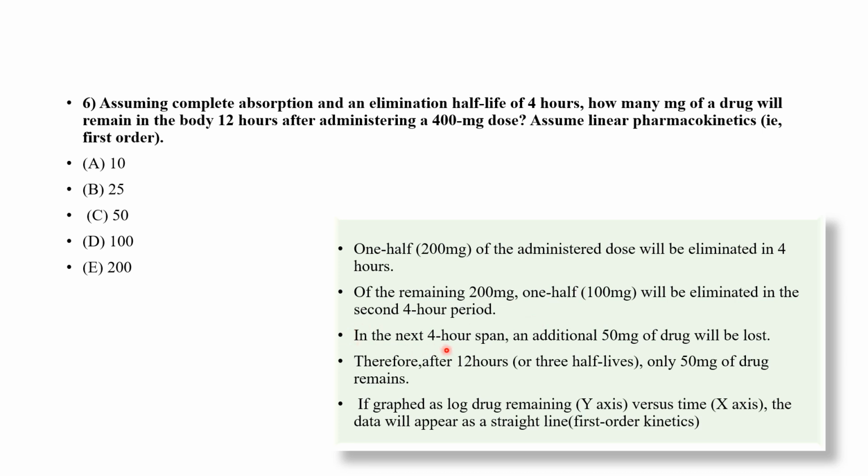Okay, and in the next 4-hour span, that is 8 plus 4, 12 hours, the remaining 100 milligram will become its half, that is 50 milligram. In this next 4-hour span, an additional 50 milligram of drug will be lost. Therefore, 12 hours can also be determined as 3 half-lives. So after 3 half-lives or 12 hours, only 50 milligram of the drug remains. Okay, so this is the answer.